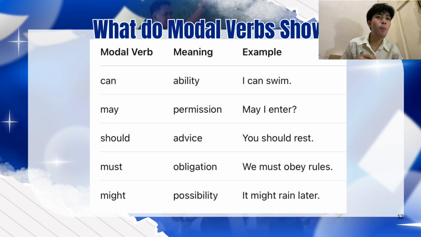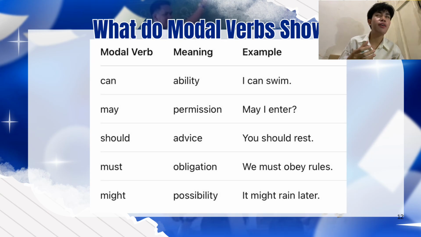Next is obligation. An obligation is something we are required to do. Let's say, for example, we must obey the rules. The word must shows that following the rules is not optional. It is something we are expected to do.